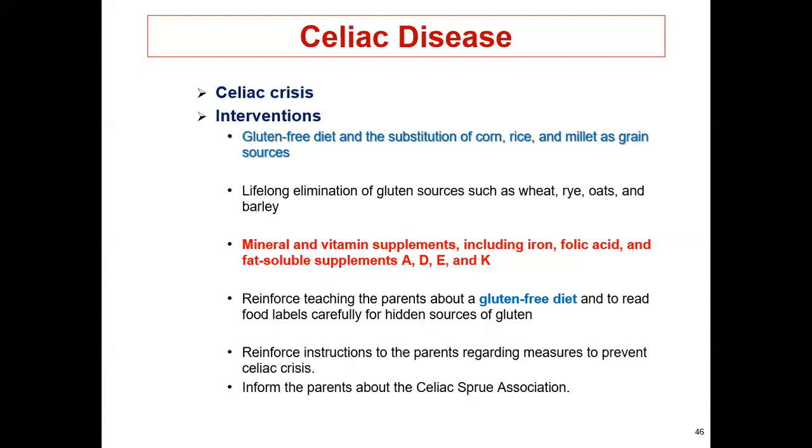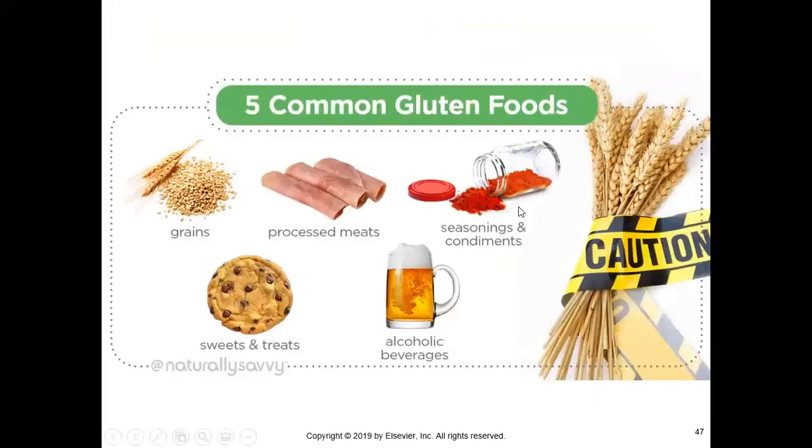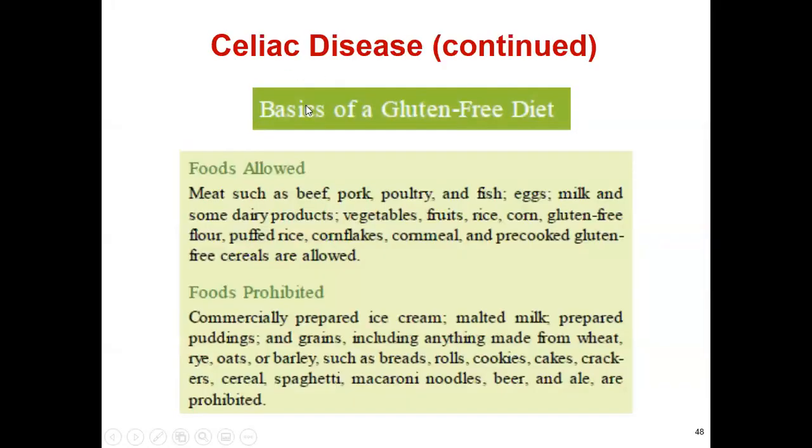So what are the substitutes for gluten? Corn, rice, and millet. So here in the picture, we can see 5 common gluten foods. Now, the basics of a gluten-free diet. Food allowed, food prohibited. Meat such as beef, pork, poultry, fish, eggs, milk, and some dairy products, vegetables, fruits, rice, corn, gluten-free flour or rice.